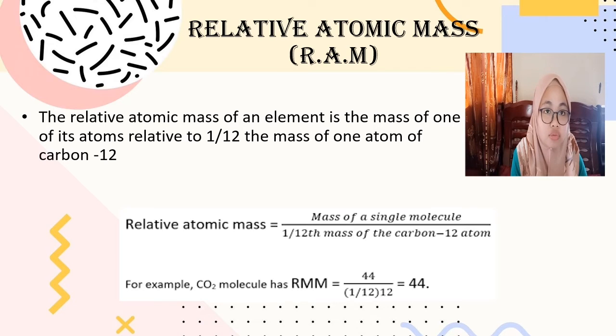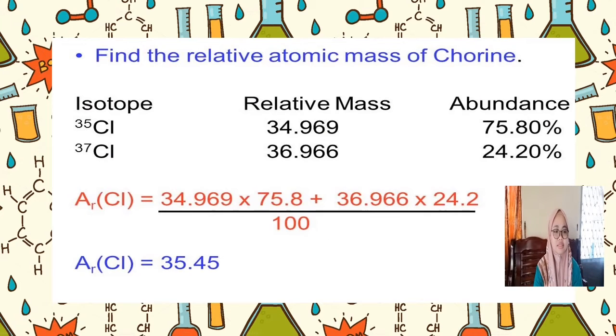For example, for relative atomic mass, I choose chlorine. You can use the formula for relative atomic mass to get the answer: 34.969 times 75.8 plus 66.966 times 24.2, divided by 100. You can get 35.45.